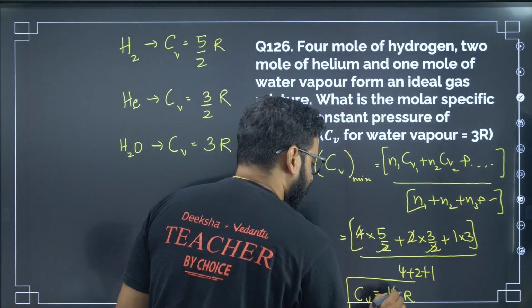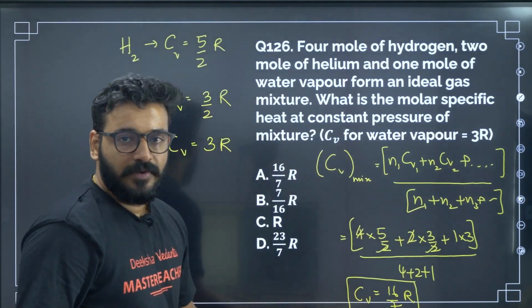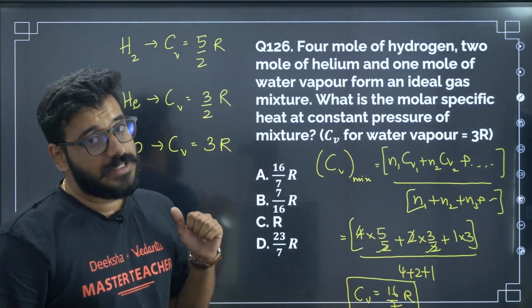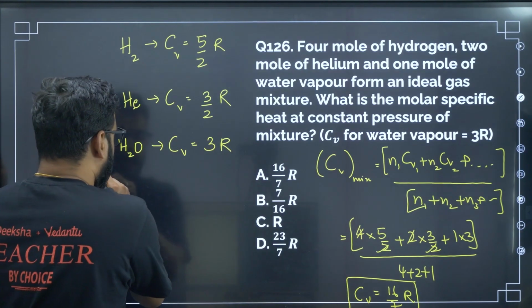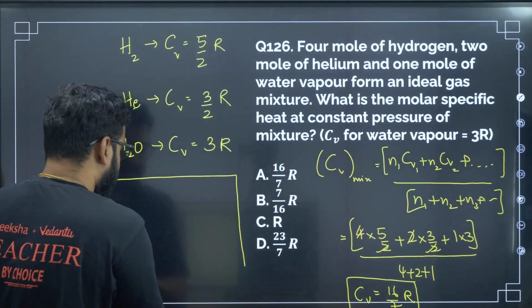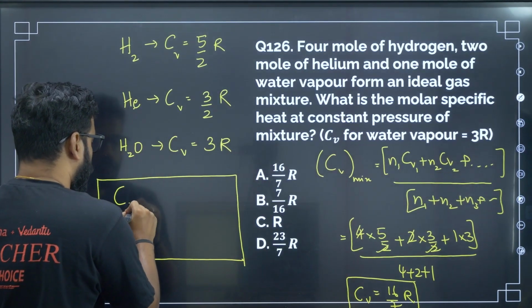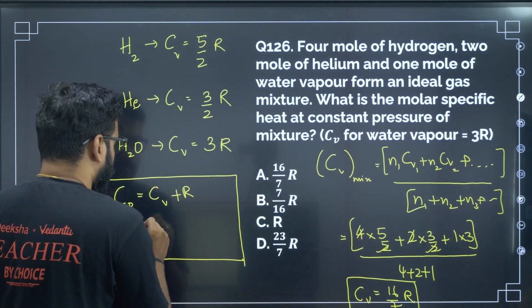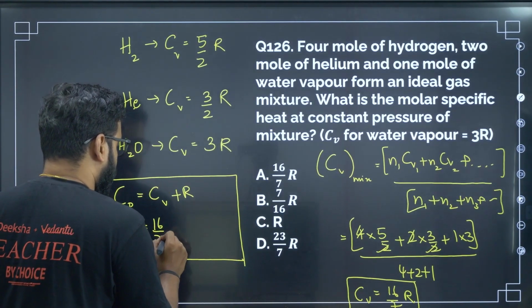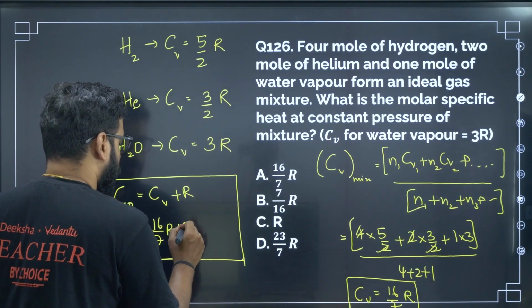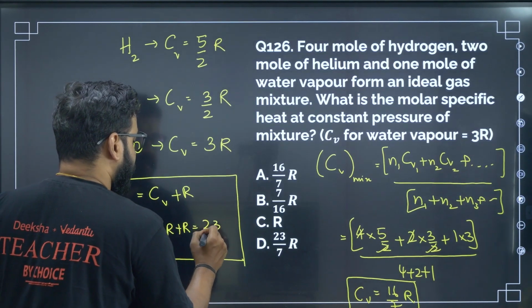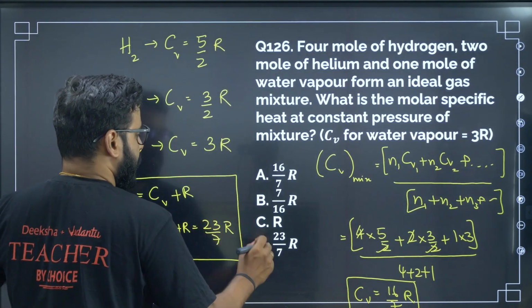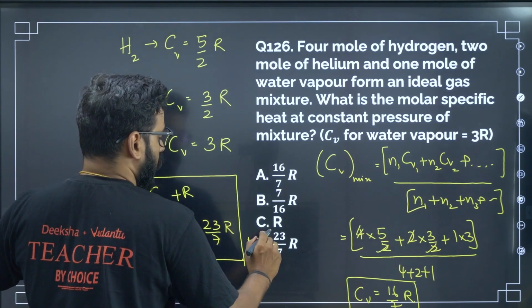This is still not done. We have only gotten our CV. We have to find the molar specific heat at constant pressure. Now we all know that the constant pressure molar specific heat is equal to CV plus R, which is 16 by 7 R plus R. So we will get 23 by 7 R. So the correct answer finally is option D.